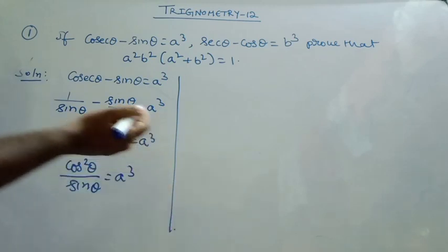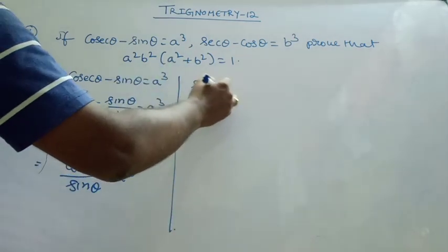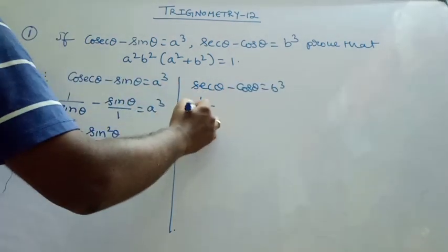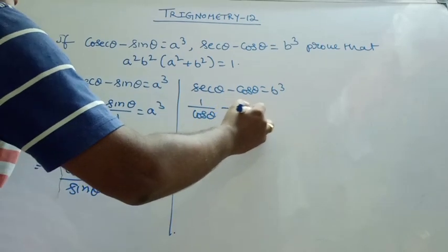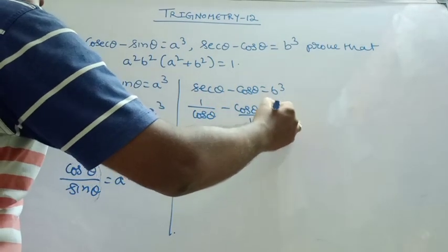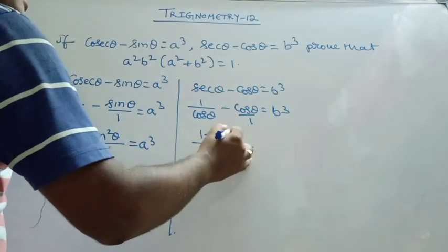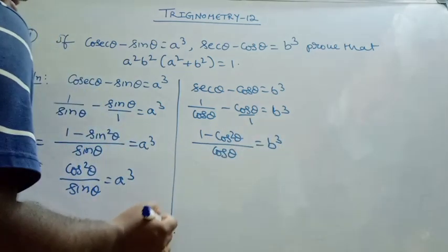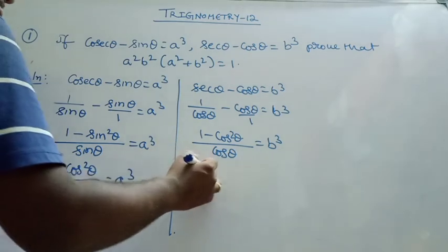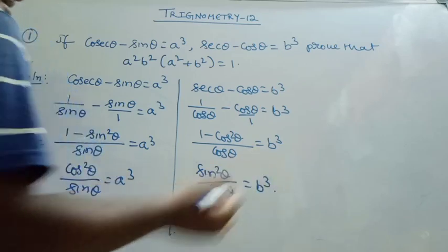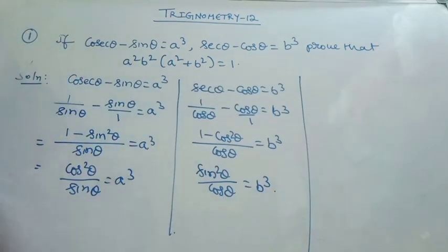In the same way, let us take the second one. Secant theta minus cos theta is equal to b cube, and secant theta becomes 1 by cos theta, minus cos theta, equal to b cube. Taking LCM, this is 1 minus cos square theta by cos theta, equal to b cube, and 1 minus cos square theta is nothing but sin square theta. So sin square theta by cos theta is equal to b cube. Now you have two things: cos square theta by sin theta equal to a cube, and sin square theta by cos theta equal to b cube.